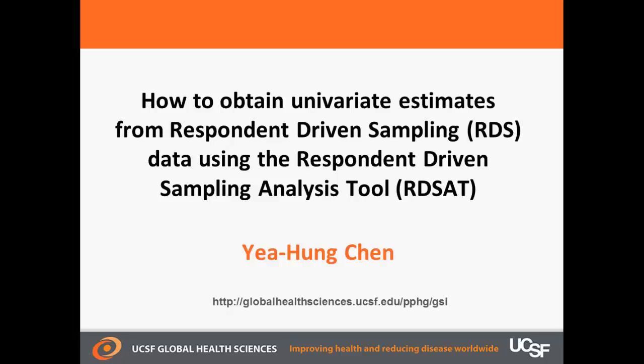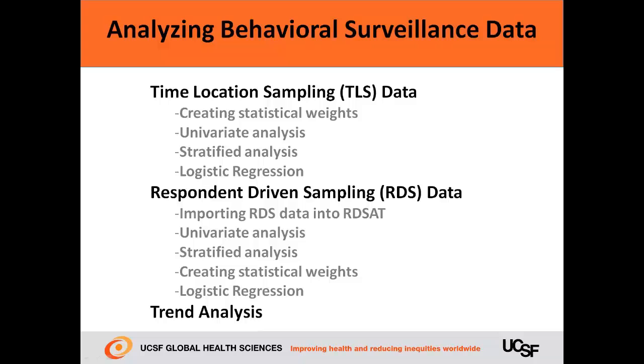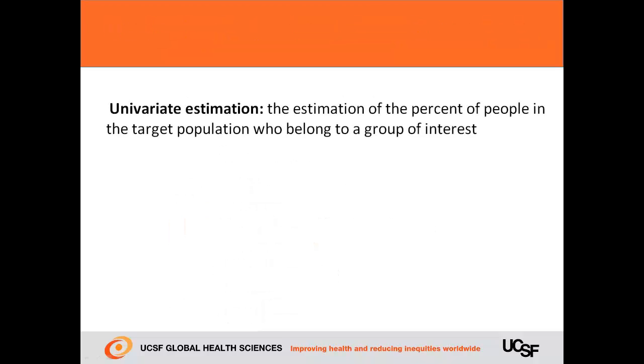In this video, I'll be showing you how to obtain univariate estimates from Respondent Driven Sampling data, or RDS data, using the software program Respondent Driven Sampling Analysis Tool, or RDSAT. This video is part of a series on analyzing behavioral surveillance data from surveys that use time location sampling or Respondent Driven Sampling. Univariate estimation is the estimation of the percent of people in the population of interest who belong to a certain group of interest.